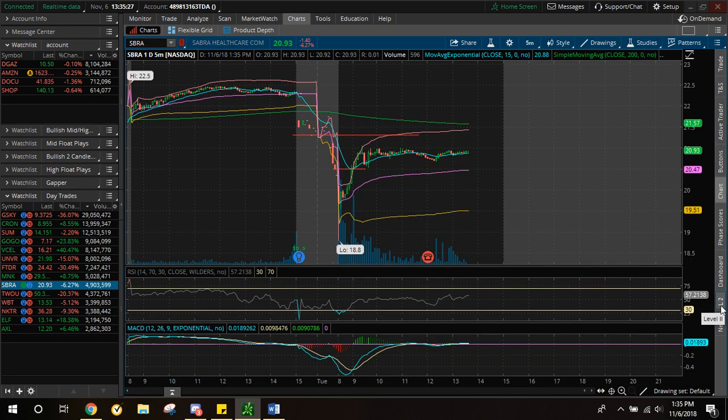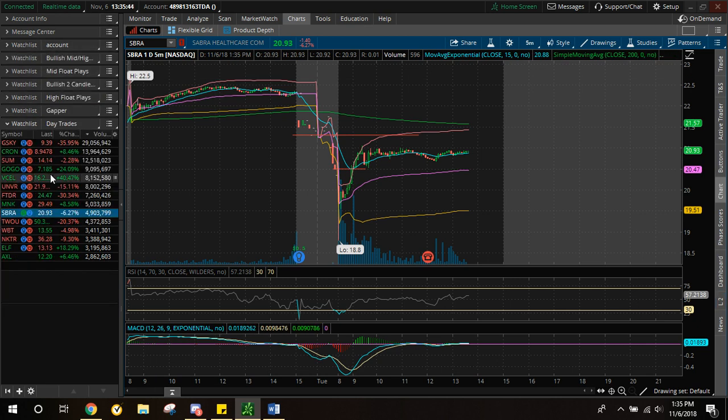Basically, this is the platform I use to chart. So to start, these are my watch lists. These are the different stocks I'm watching. On the right side, this is the actual chart with the price. This is my current watch list that I'm watching for today's day trades.